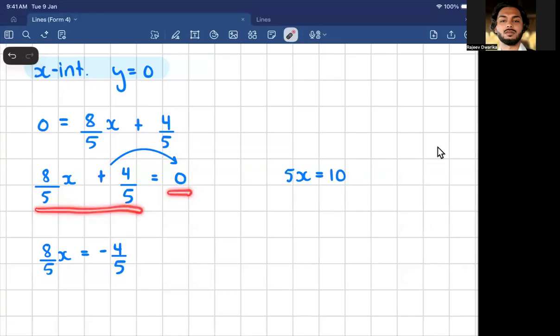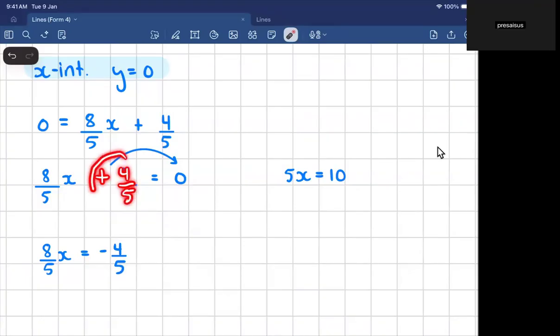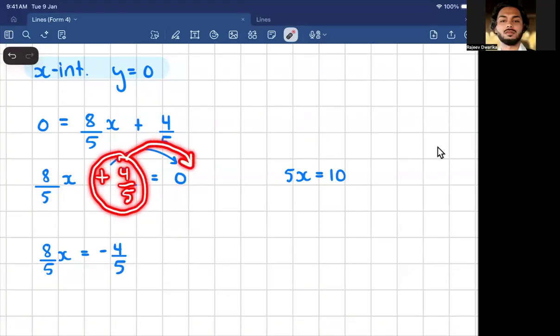So Perseus, if we're looking at the last part, we want to leave x on the left-hand side. Should this be over here? No, sir. No. If you're trying to find x, the x term should be the only thing on the left-hand side. So the x term over here is 8 over 5x. That's the only thing that should be on the left-hand side. You see how we have positive 4 over 5? Yes, sir. We need to take that and move it across.